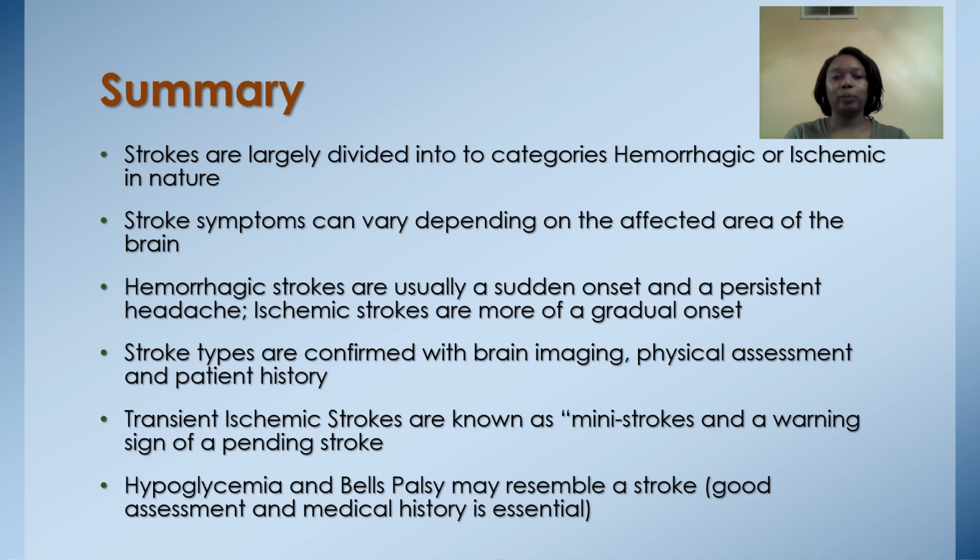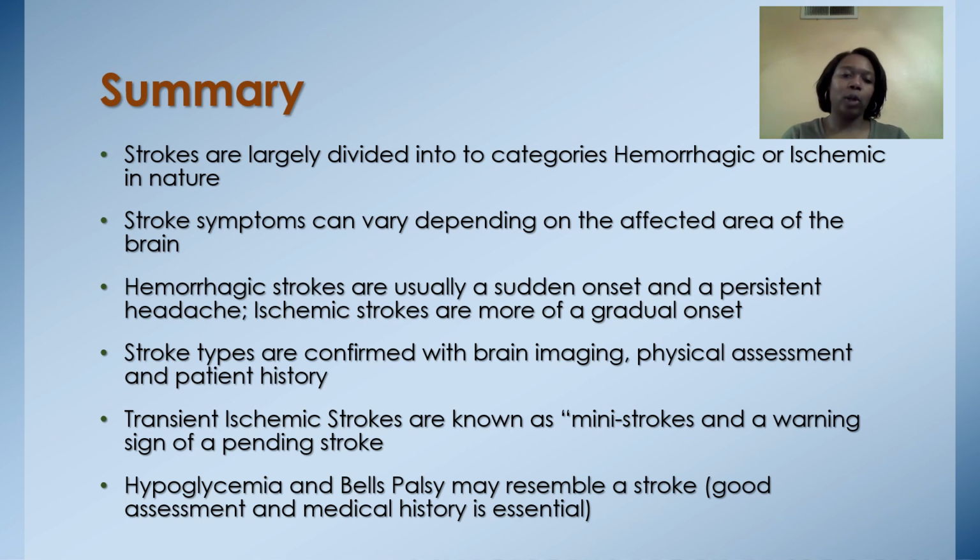In summary, CVAs are largely divided into two categories: hemorrhagic and ischemic. Strokes can vary depending upon the area in which the brain is deprived of oxygen and nutrients. Hemorrhagic strokes are usually a sudden onset and a persistent headache. Ischemic strokes are more of a gradual onset.